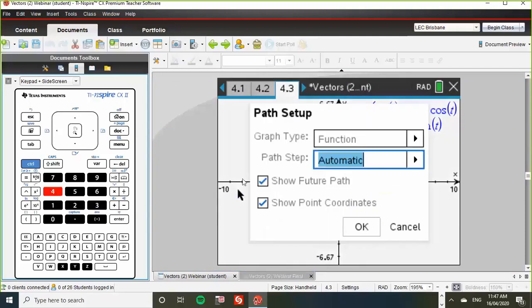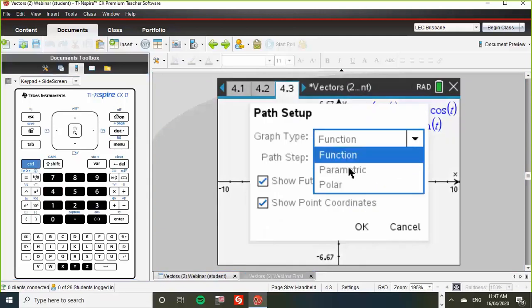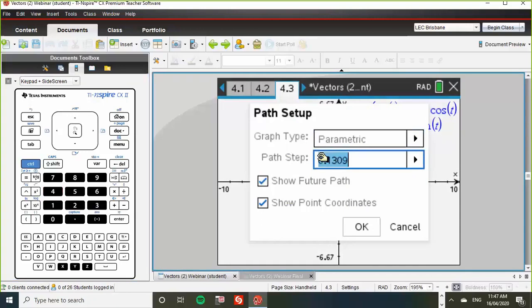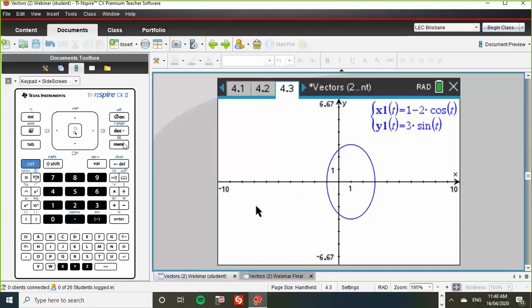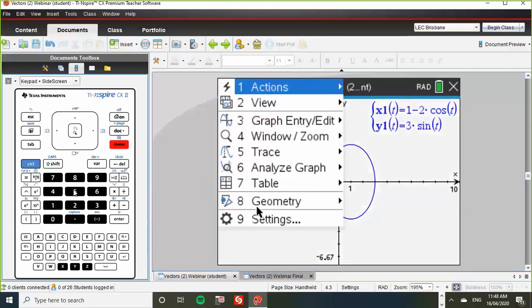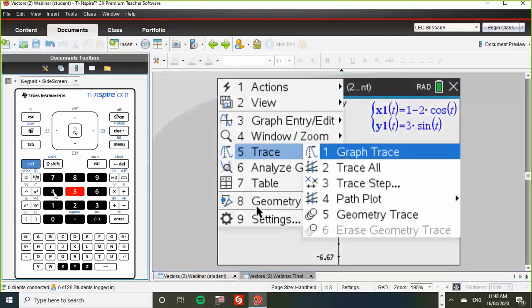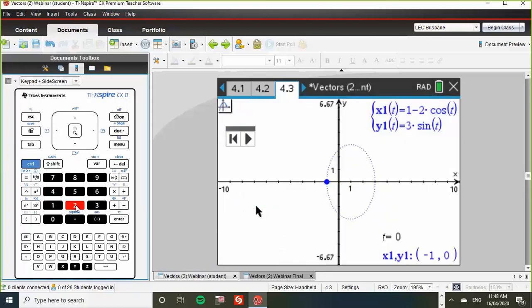at our path setup. So again, I want parametric. Again, by habit, I'm going to choose pi on 24, and I want those two features checked. So I press OK, and then menu, 5 for trace, 4 for path plot, 2 for parametric. So you see the future path. It's indicating that the initial point for the particle starts at -1, 0.